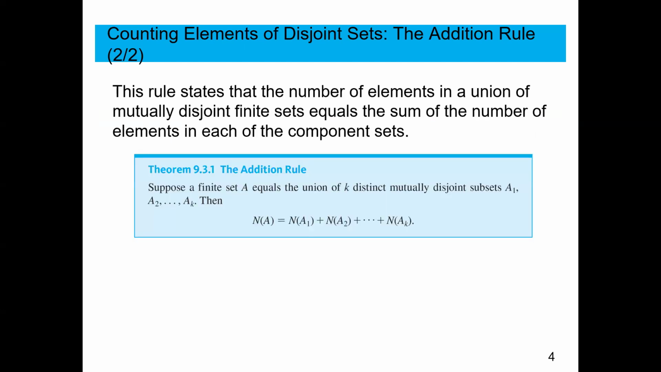So first off, let's talk about what is the addition rule. If the number of elements in a union is mutually disjoint, meaning none of the sets have anything in common, then the sum of the elements in all their sets would equal the number of elements in the union of said sets. So let me just give you a quick example of that here on the page.